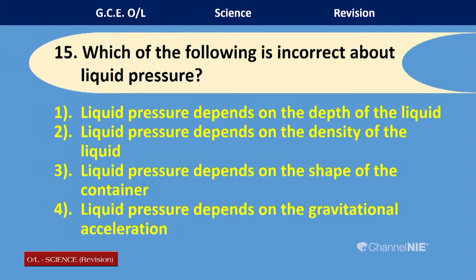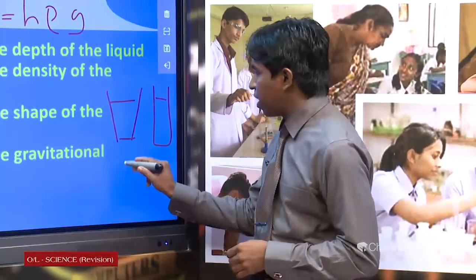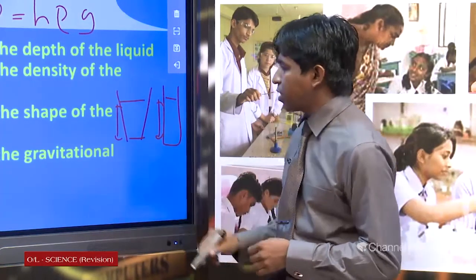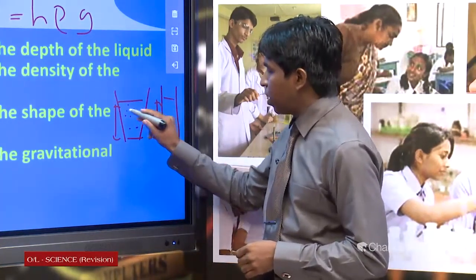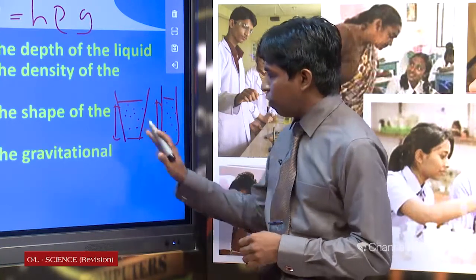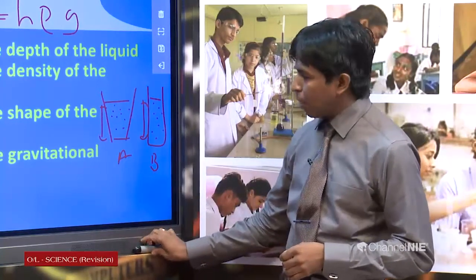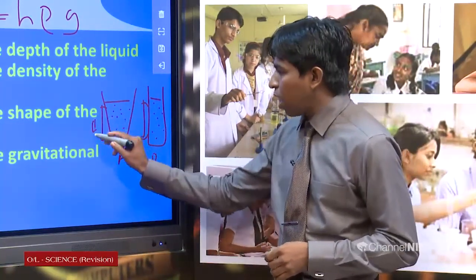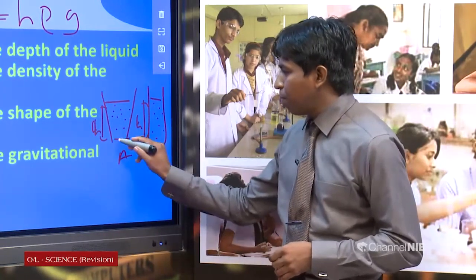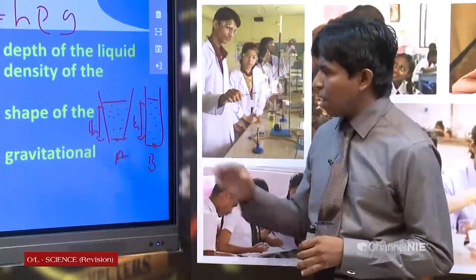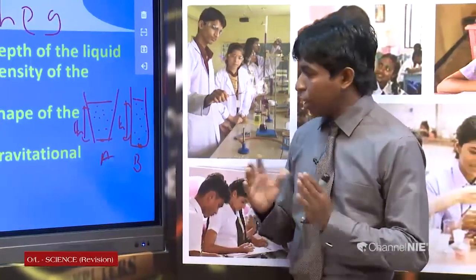Number 3, liquid pressure depends on the shape of the container. Remember, liquid pressure does not depend on whether you fill to the same height in different containers, different volume, but the pressure acting at the base of both these will be the same if the vertical height is the same. So, it does not matter the shape of the container or the volume of liquid inside. If both A and B contain the same liquid, the density will be the same. So, if we assume h, vertical height, is the same, then the pressure acting at the base will be equal. Therefore, liquid pressure does not depend on the size or the shape of the container.